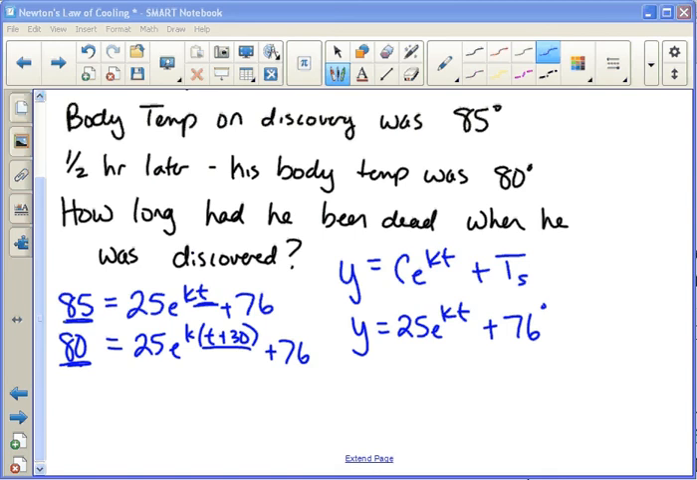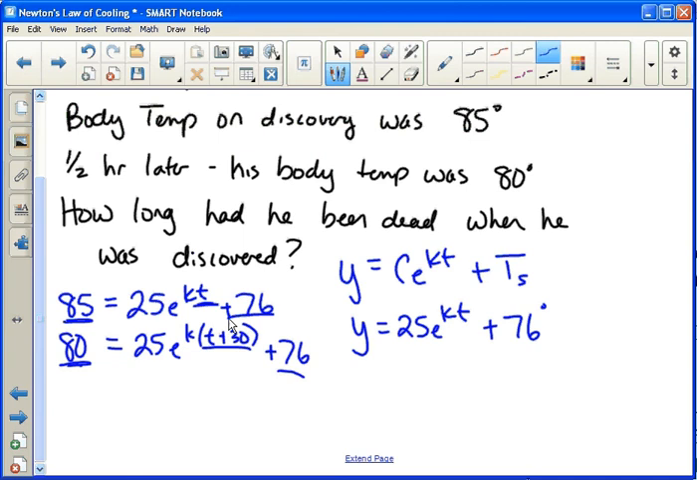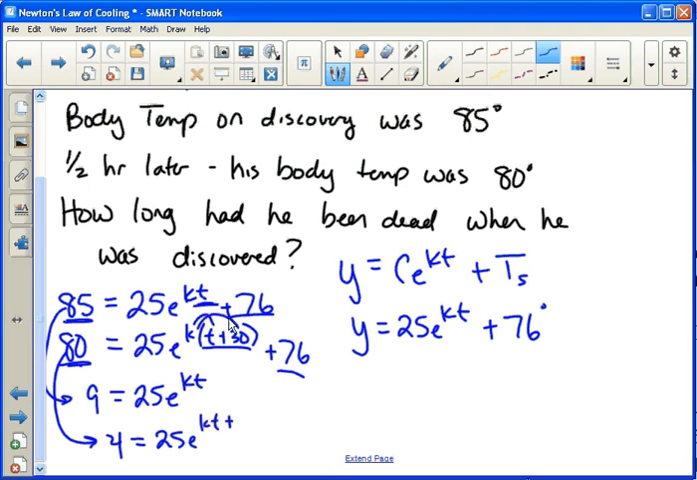Now before I do that, I'm going to simplify them a little bit. So I'm going to subtract 76 from both sides and rewrite my equations. So this one becomes 9 equals 25 e to the kt, and this one becomes 4 equals 25 e to the, and I'm going to go ahead and distribute the k here, k times t and k times 30. So kt plus 30k.